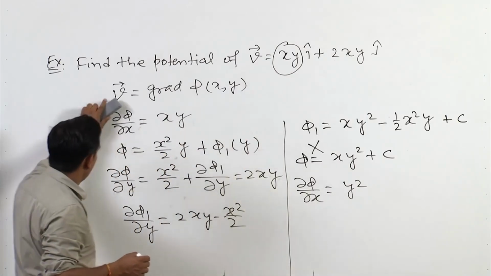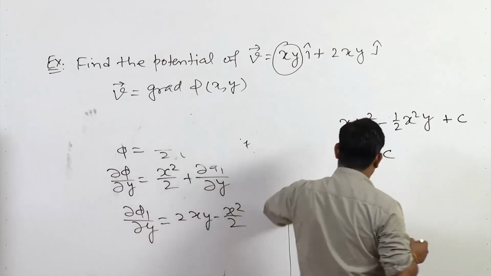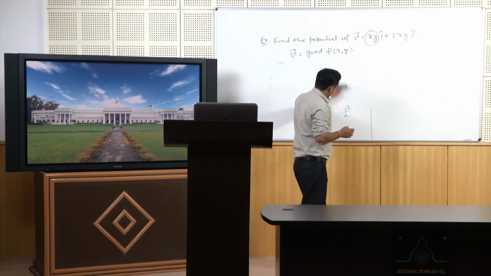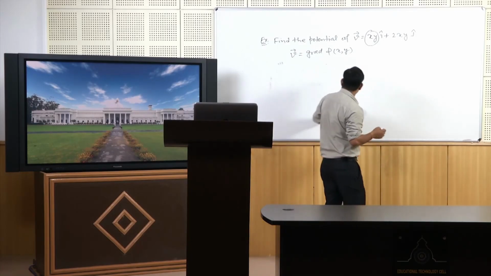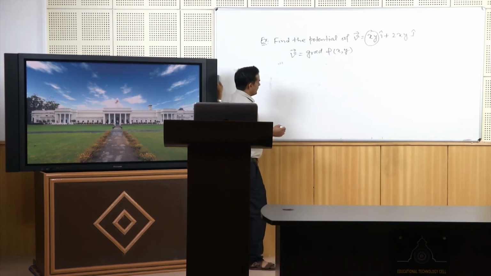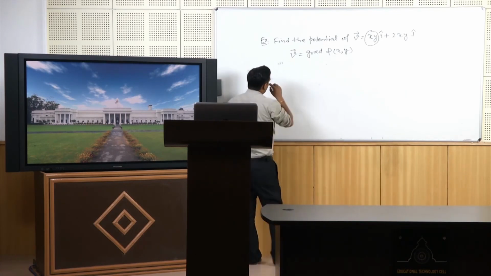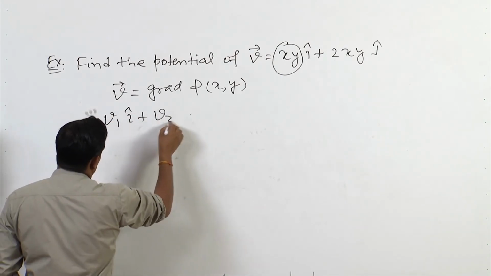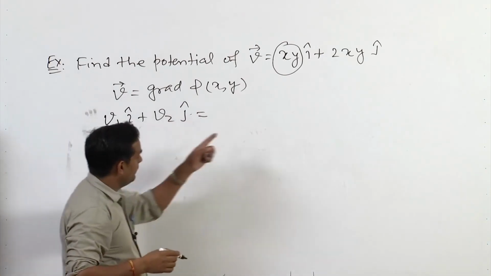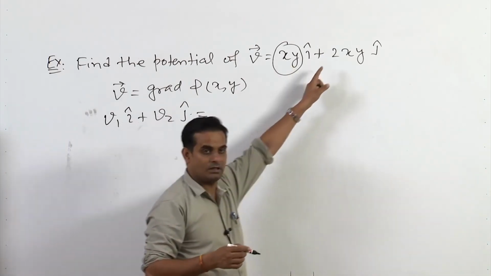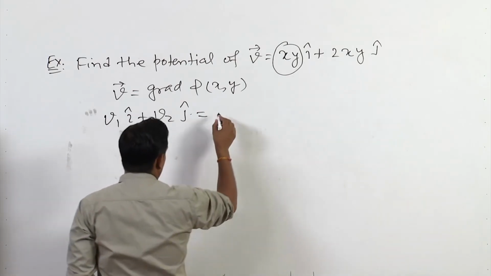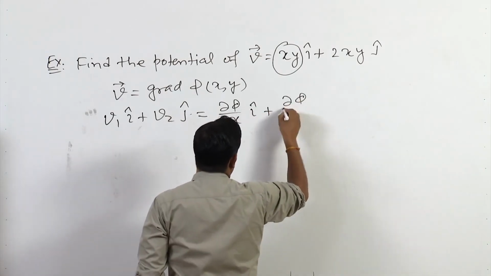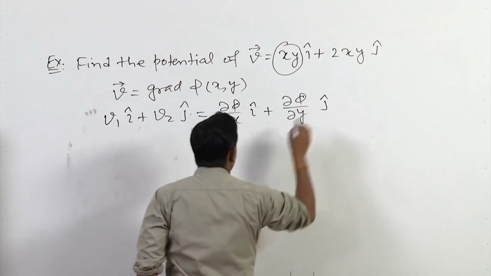That you can verify in one more way. Let me do it. How to check initially whether the vector is conservative or not, or in other words whether the potential function exists or not. So here v equals grad phi. So v is basically v1 i plus v2 j. So v1 here is x into y, v2 is 2xy. This equals del phi over del x i plus del phi over del y j.